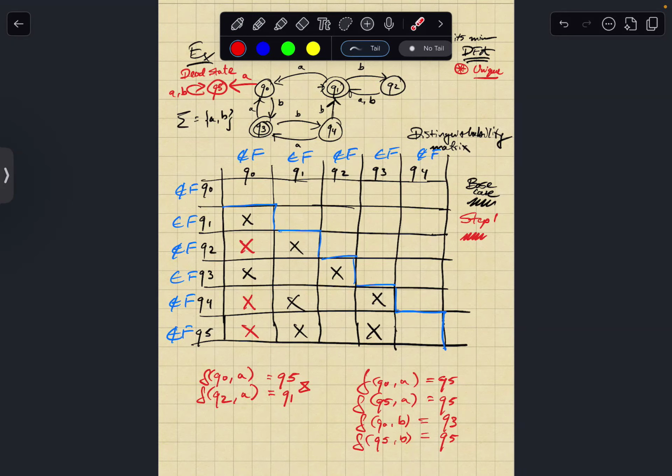At least for me. Okay, Q5 and Q2. When you read an A from Q2, you go to an accept state. When you read an A from Q5, you go to a non-accept state. So that means that I should actually mark this guy too. And then Q5 and Q4. Q5, when you read an A, you go to Q5. Q4, when you read an A, you go to an accept state. So you have Q3, Q5 here. Q3, Q5 is marked, so I can also mark this. Okay? And this concludes step one, right?